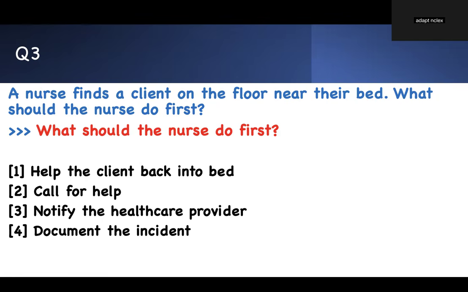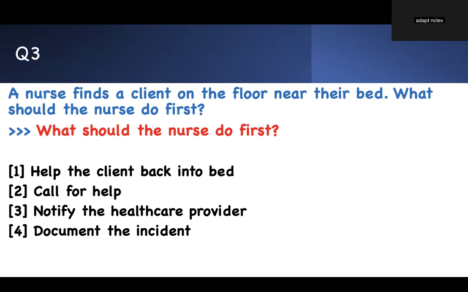What should the nurse do first? That means all options are available. The nurse finds a client on the floor near their bed. What should the nurse do first? You walk into the room and the patient is on the floor. Do you get the patient back into bed? Do you call for help? Do you let the healthcare provider know? Or do you document the incident? What do you think?